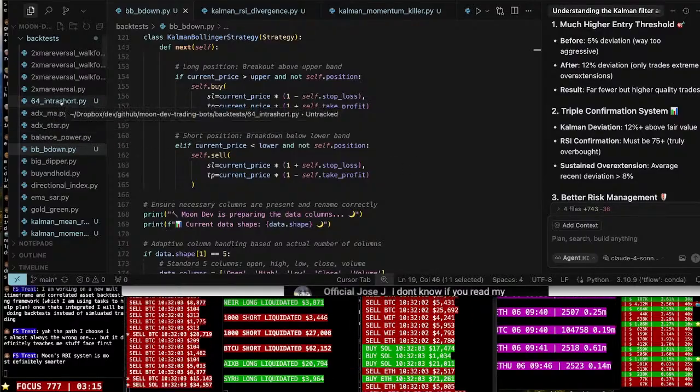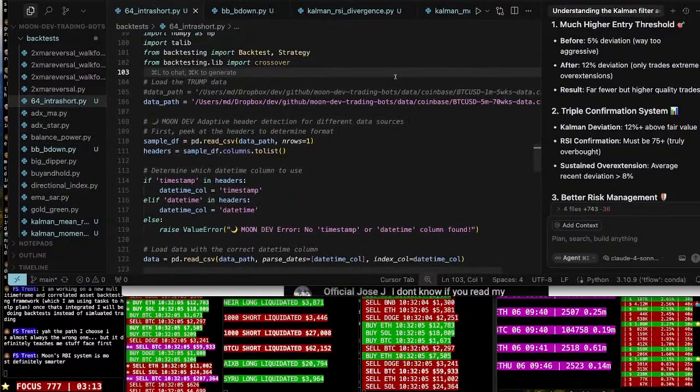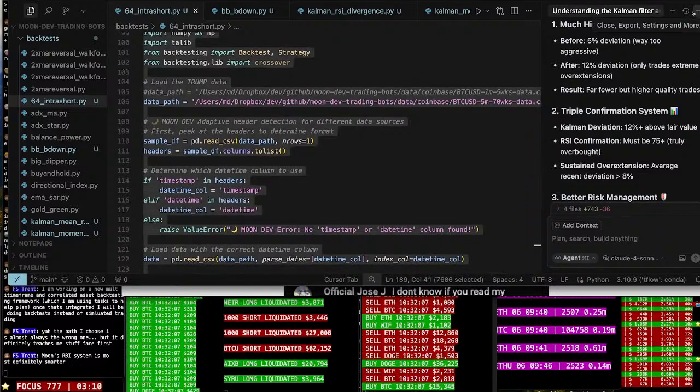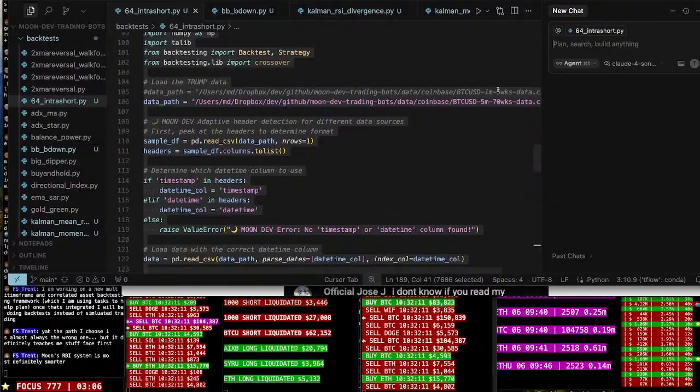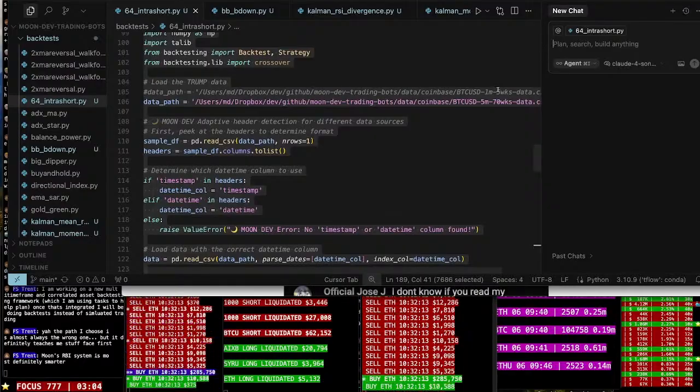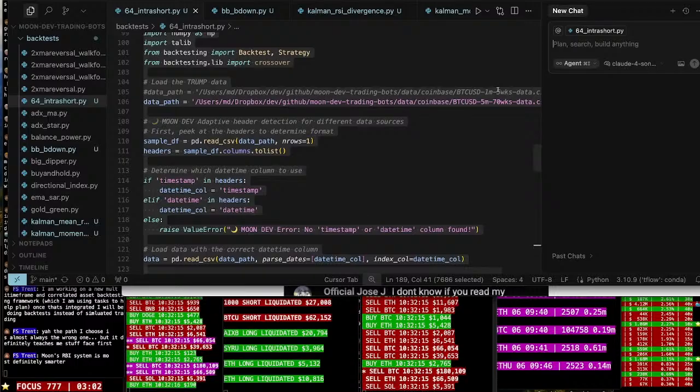Okay, let's go back to intraday short here, and please make another file called 64 intraday short Kalman, and let's implement the Kalman filter into this.